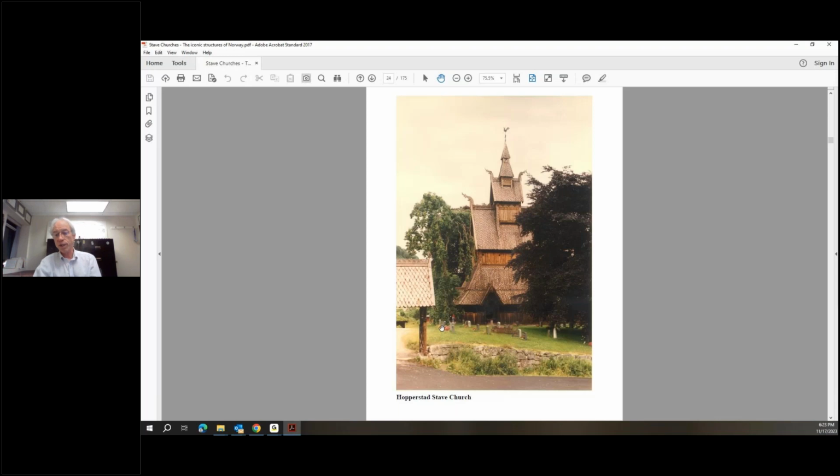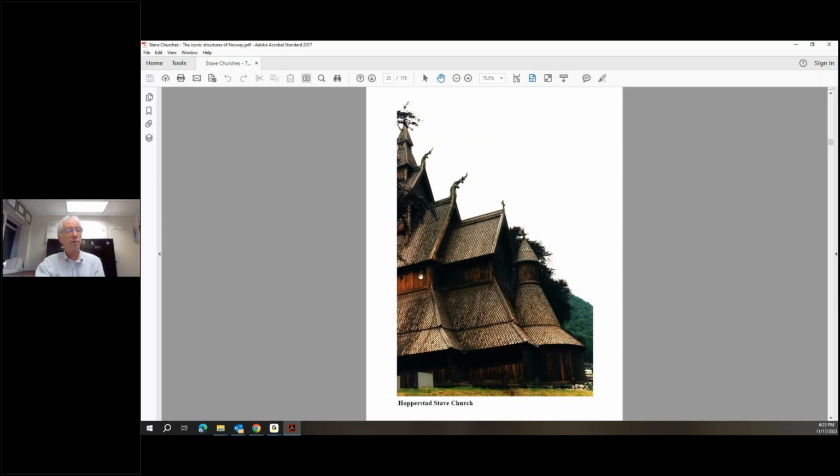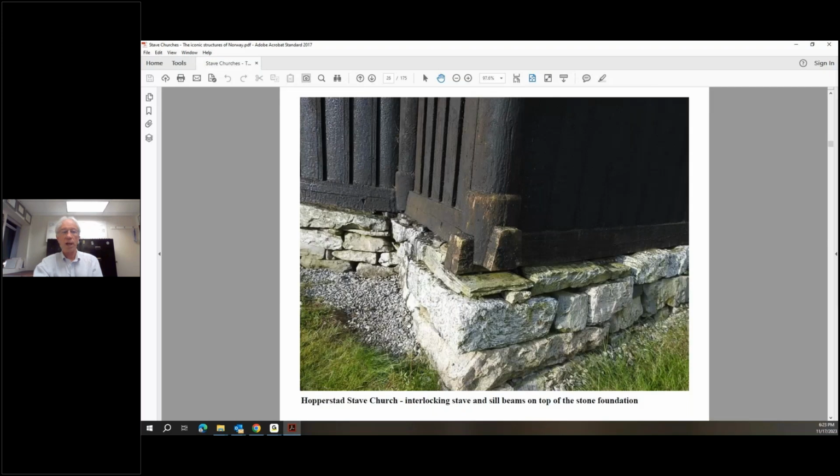or actually 20 years ago. That's when I took this photograph. All right, and this is a close-up view of the stone foundation now at Hopperstad. You can see the sill beam and the interconnection of these sill beams with the staves at an outside corner, and really an inside corner here too. They are notched and interwoven with one another very precisely, but hand tools were used.